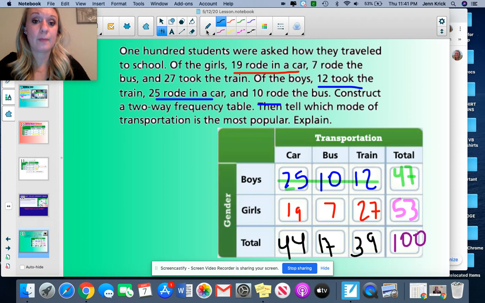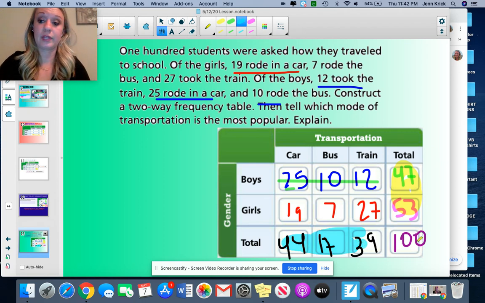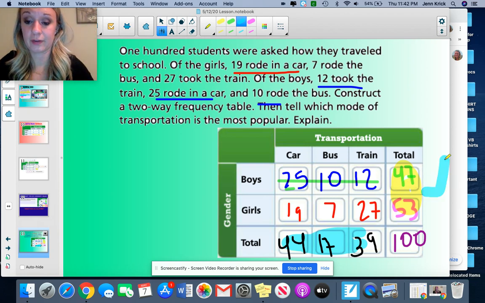Now, to make sure that we did that correctly, let's do our double check, okay? Because when we add these together, we should get 100. And when we add these together, we should get 100 because it needs to total our grand total. So let's start with these guys. Let's do 47 plus 53. Oh, and I got 100. So this is good so far.